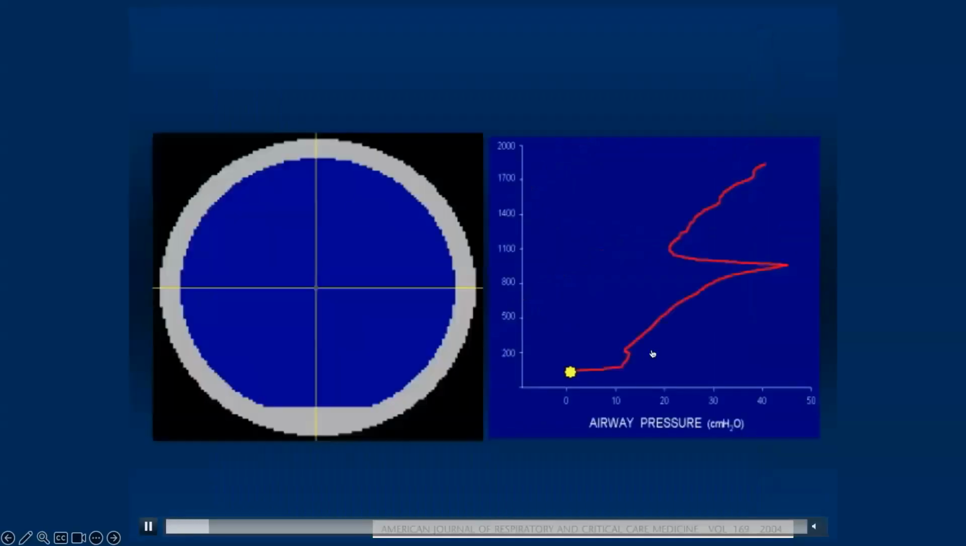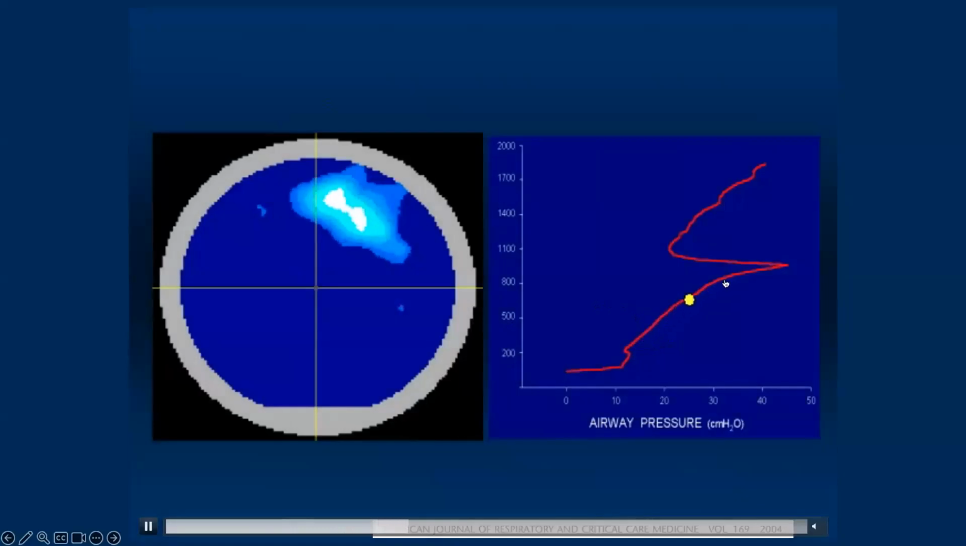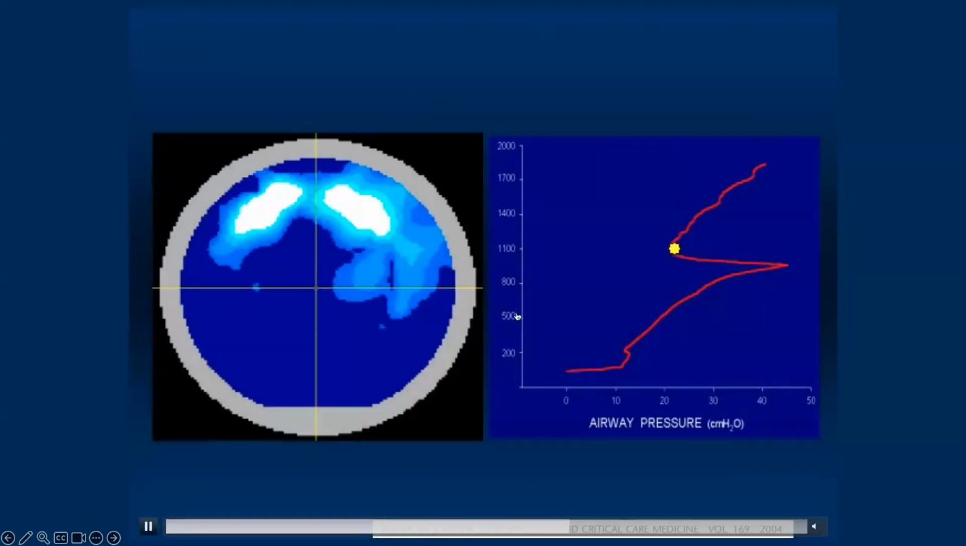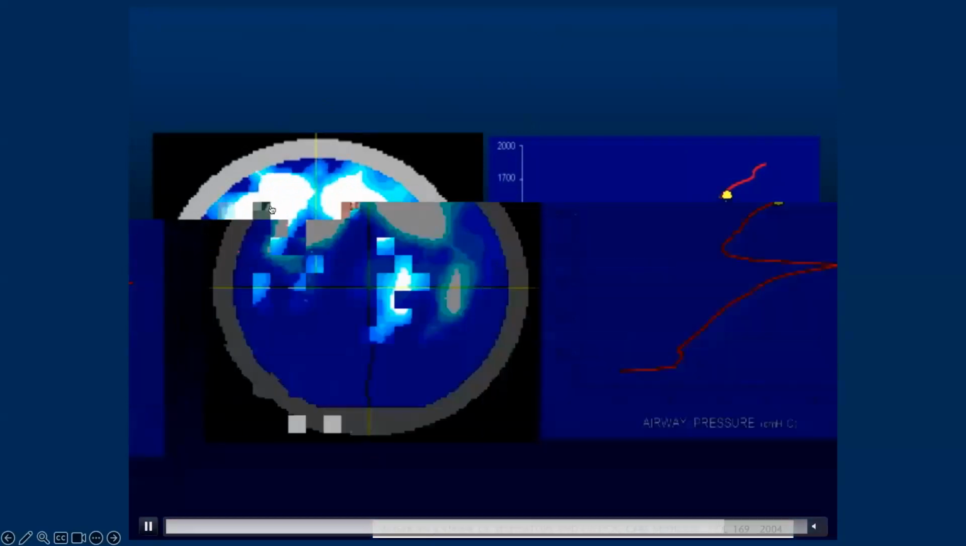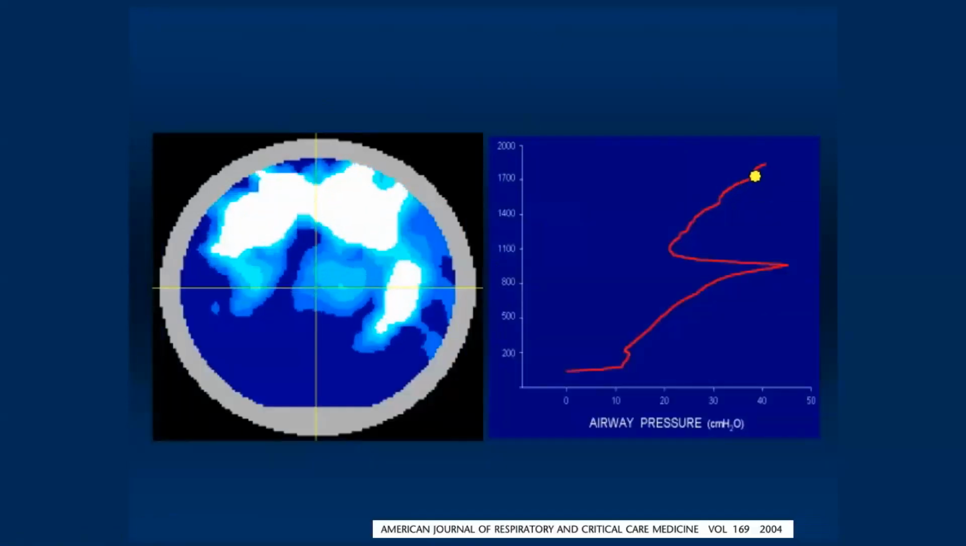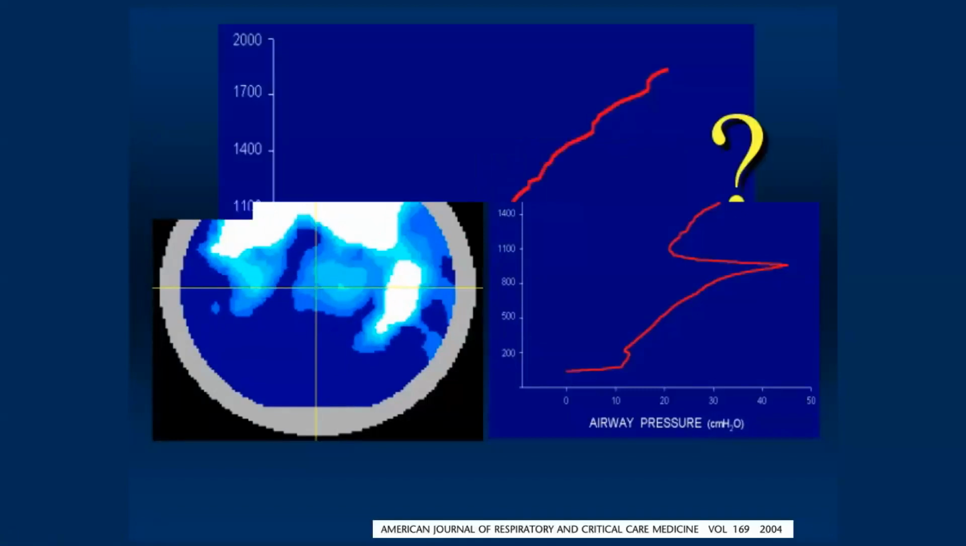With EIT, this image shows that at the beginning of inspiration, we have only gas moving to the left side. At a certain point, the left side starts to be overinflated, and then suddenly we have the right side inflating. So this drop in the pressure is because we have now more areas being inflated due to the heterogeneous lung behavior. So with EIT, we can understand much better the regional effects of disease.